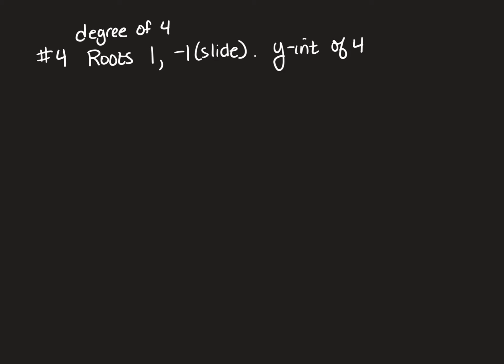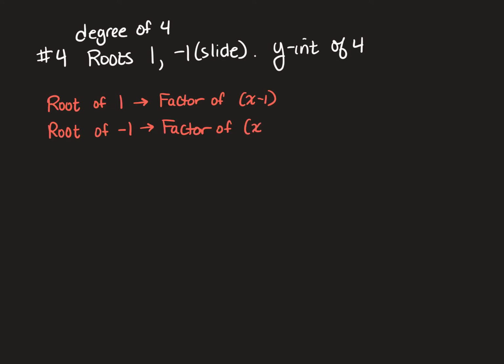First thing I'm going to do is write down my roots and then change those to factors. So if I have a root of 1, that's going to change to a factor of x minus 1. If you're not sure how to do that, watch one of the other 3 videos in this form and you should be able to follow along. If we have a root of -1, we will change that to be a factor of x plus 1.